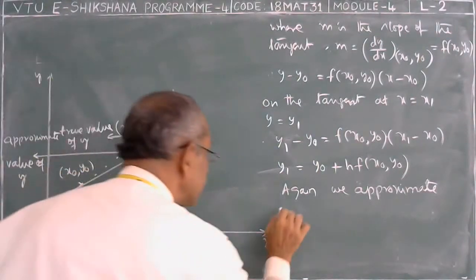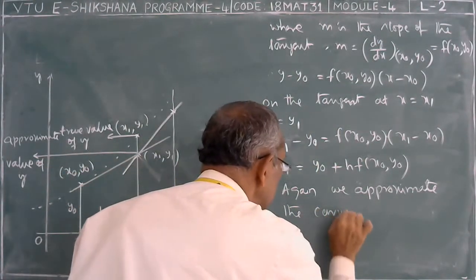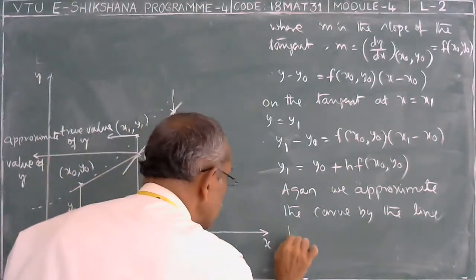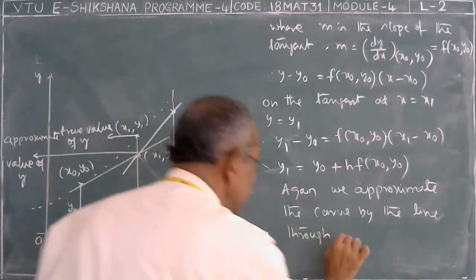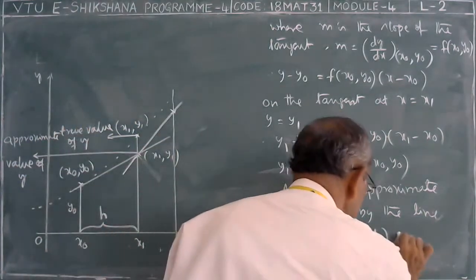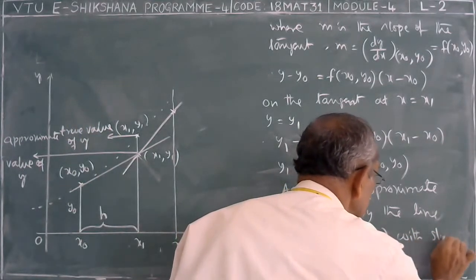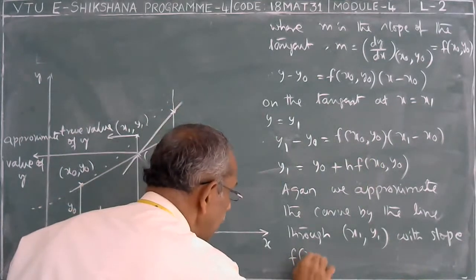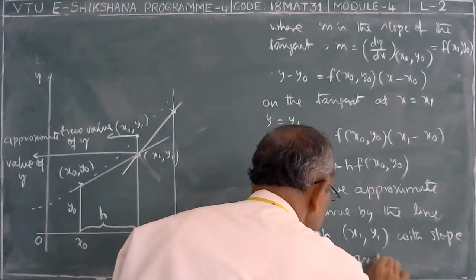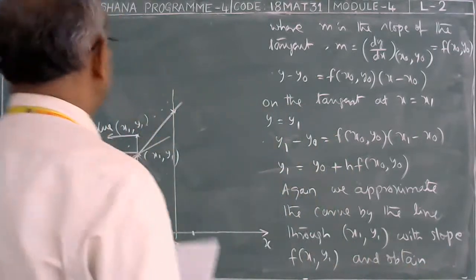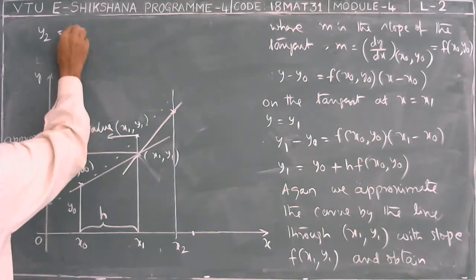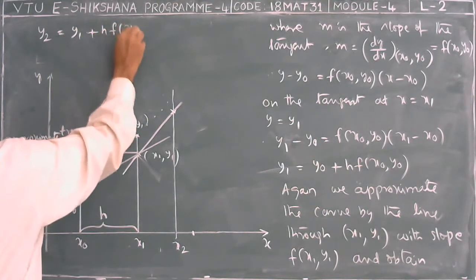We approximate the curve by the line through x1 comma y1 with slope f of x1 comma y1, and obtain y2 is equal to y1 plus h into f of x1 comma y1.